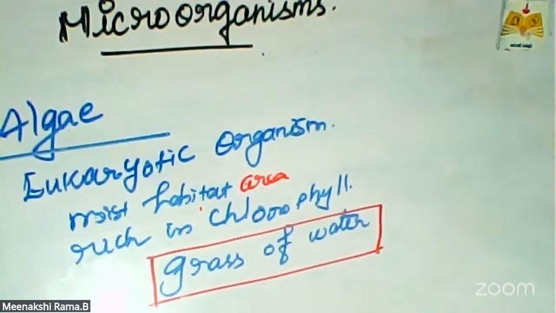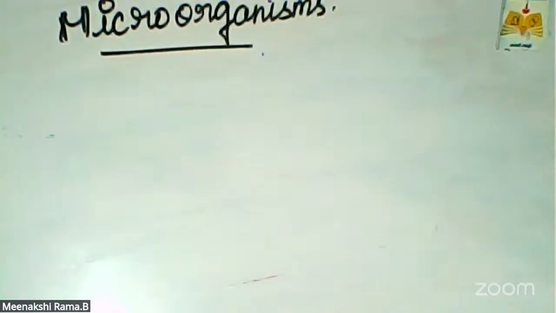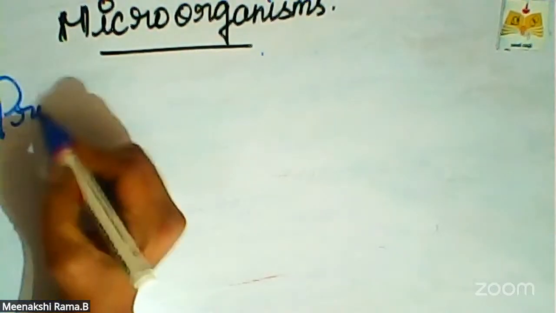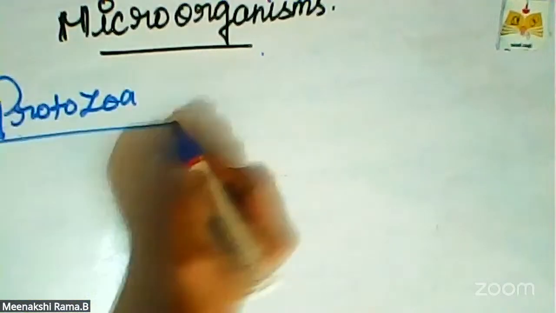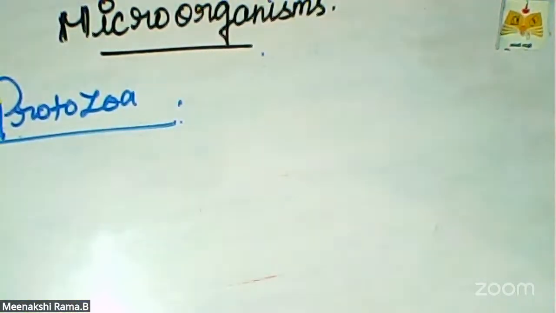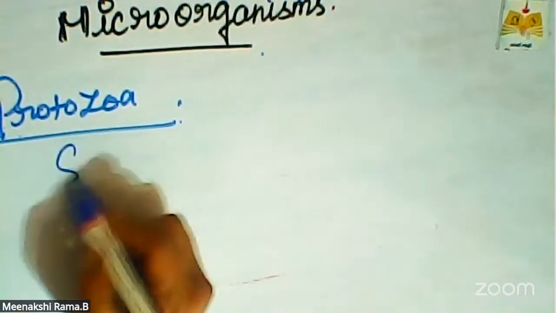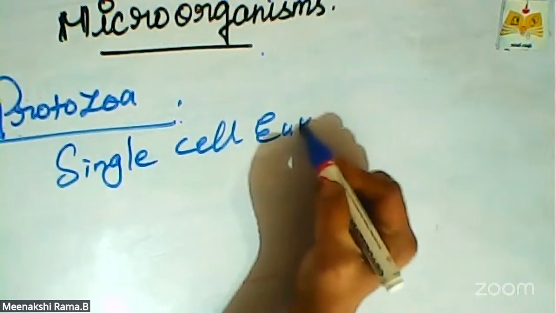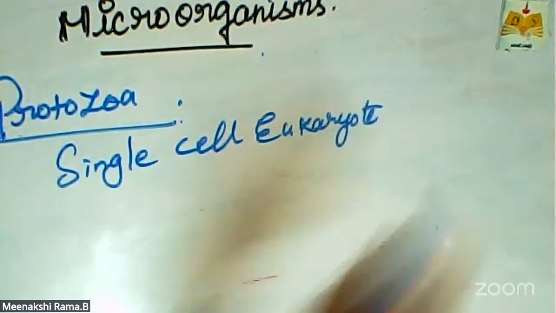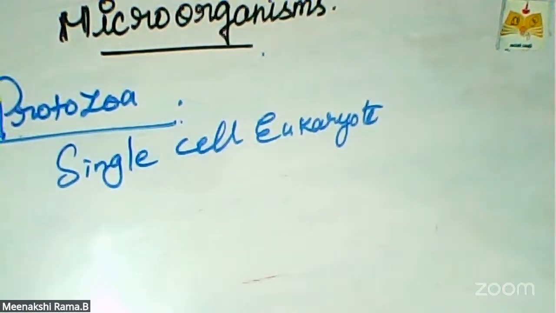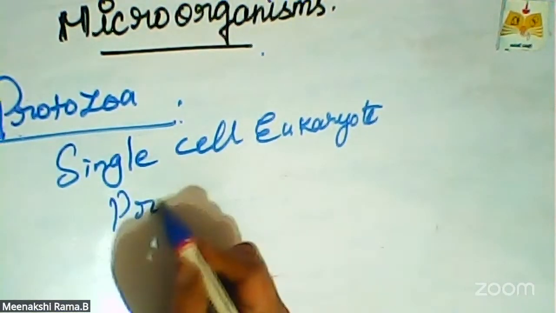Okay. So next is protozoa. The next category of microorganism is protozoa. Protozoa means a single cell eukaryote. Proto means first, zoon means animal; a single cell eukaryote. They are included under the kingdom Protista.